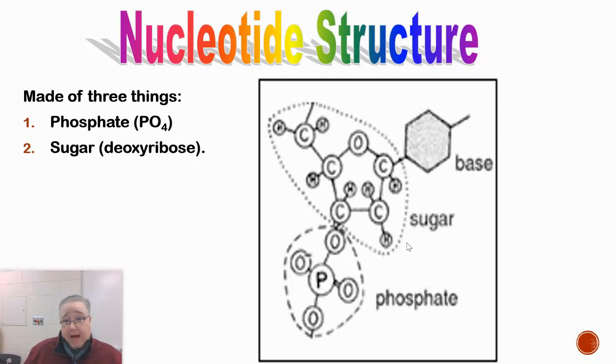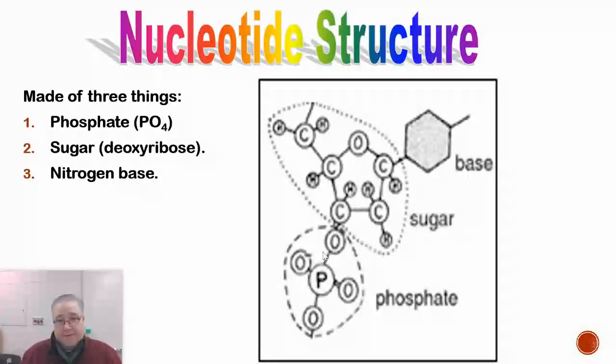Carbon, hydrogen, oxygen. This doesn't show you every single atom, but anyway, the sugar's name is deoxyribose. That's where the deoxyribo comes from in DNA. So there's a sugar unit as well in a nucleotide. And then the last thing is something called a nitrogen base. Now, the nitrogen base is always attached to the sugar.